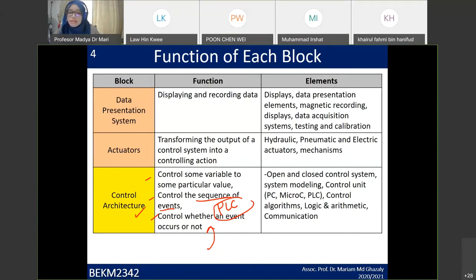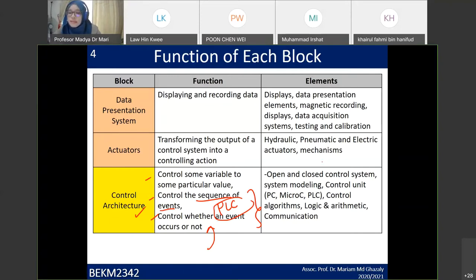So the control sequence, for example the one that I mentioned, can also be applied to PLC. Another example is the washing machine, which is also using PLC. What else? A vending machine is also using PLC, because when you press on the button, you will get whatever drink that you press on. So it's based on the sequence or event. Event occurs means that if we press a button, then the drink will fall down into the slot.